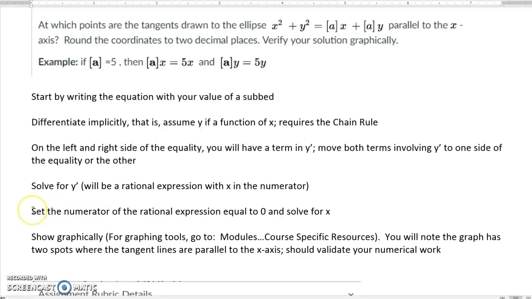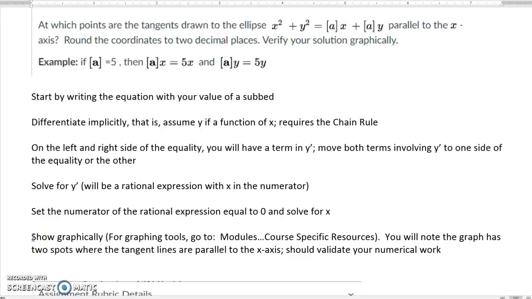So once you have found that derivative, you're going to set it equal to 0. The only time that rational expression is going to be 0 is when the numerator itself is equal to 0. So take the numerator, set it equal to 0, and solve for x. At that point, what you're going to want to do is then jump to the graphical solution.